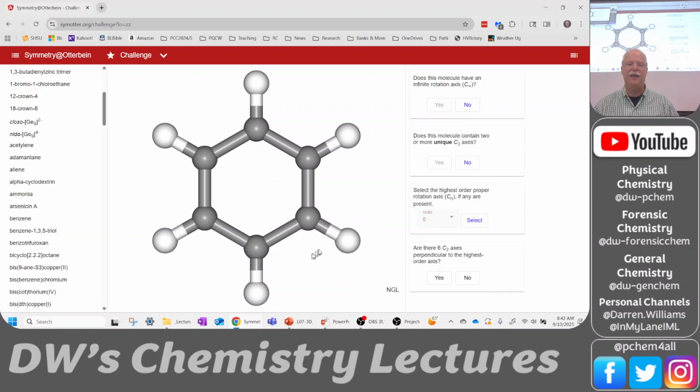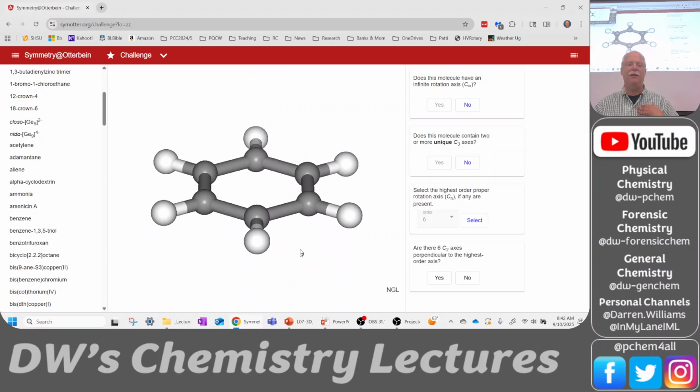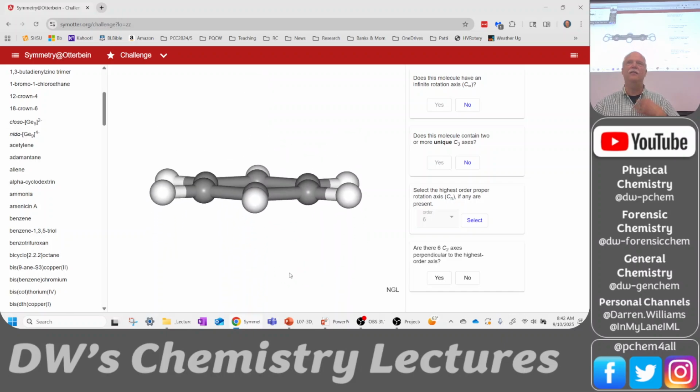Okay, so we've selected it. Now I'm going to put that up and down. Okay. So now the principal symmetry axis is the z-axis. It's the vertical axis. And so then we've selected it. Are there 6 C2 axes perpendicular to the highest order axis?